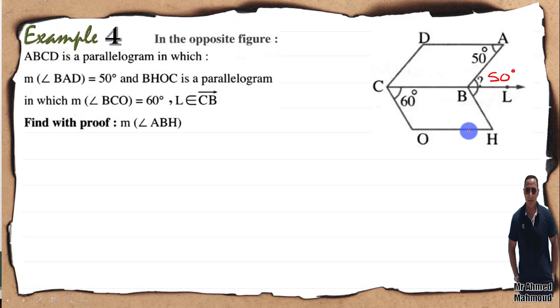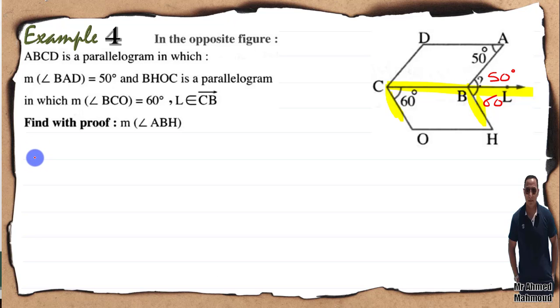And also in the second shape, I can highlight this one. CO is parallel to BH. So this is F shape. So angle LBH equals 60, corresponding angles. So we get that angle ABH equals 50 plus 60 equals 110.